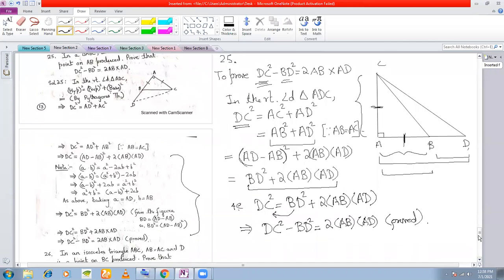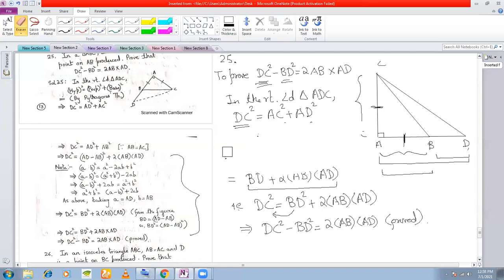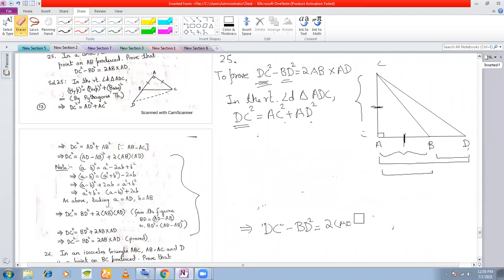Can you please explain it once more? Which one? Sir, the full sum. Okay. Let us start from this. You understood the diagram, right? Yes, sir. Fine.